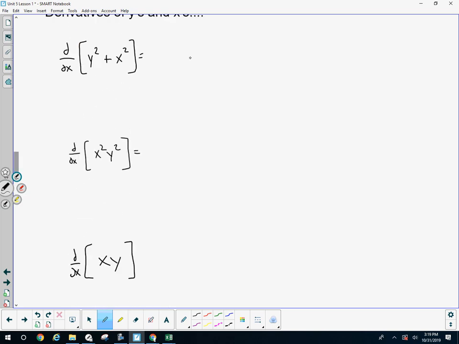2y dy/dx plus 2x. But the derivative of x squared y squared is not 2x 2y dy/dx. Of course not. The derivative of x times y is not 1 times dy/dx. Of course not. Why? Product rule, not quotient. Okay, fine.